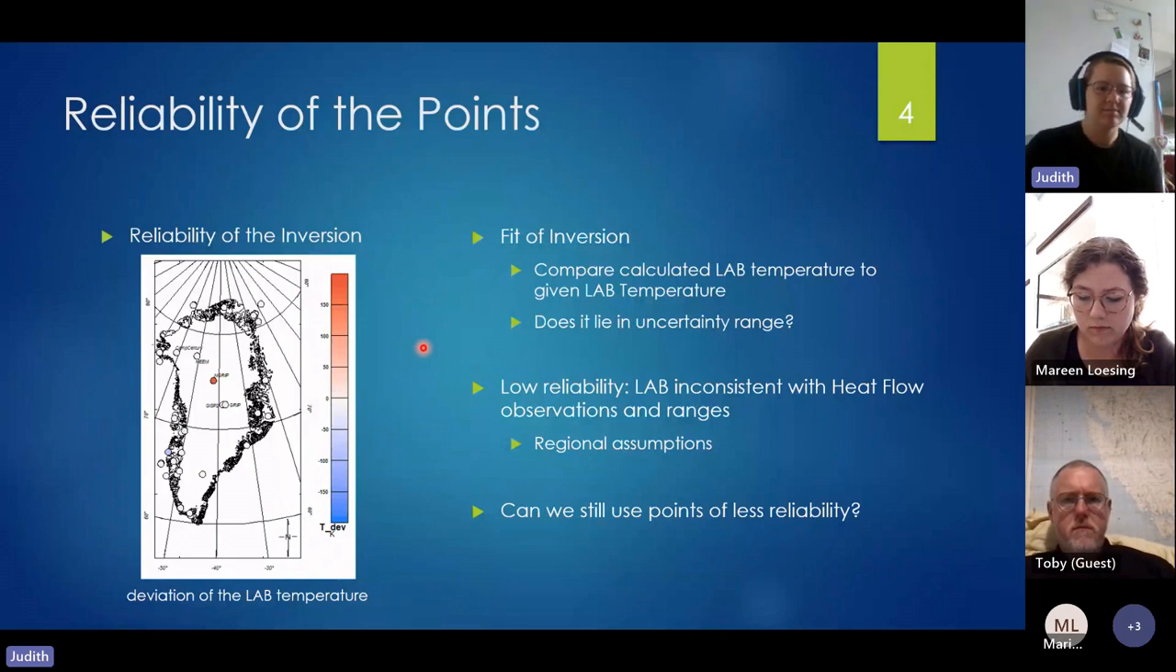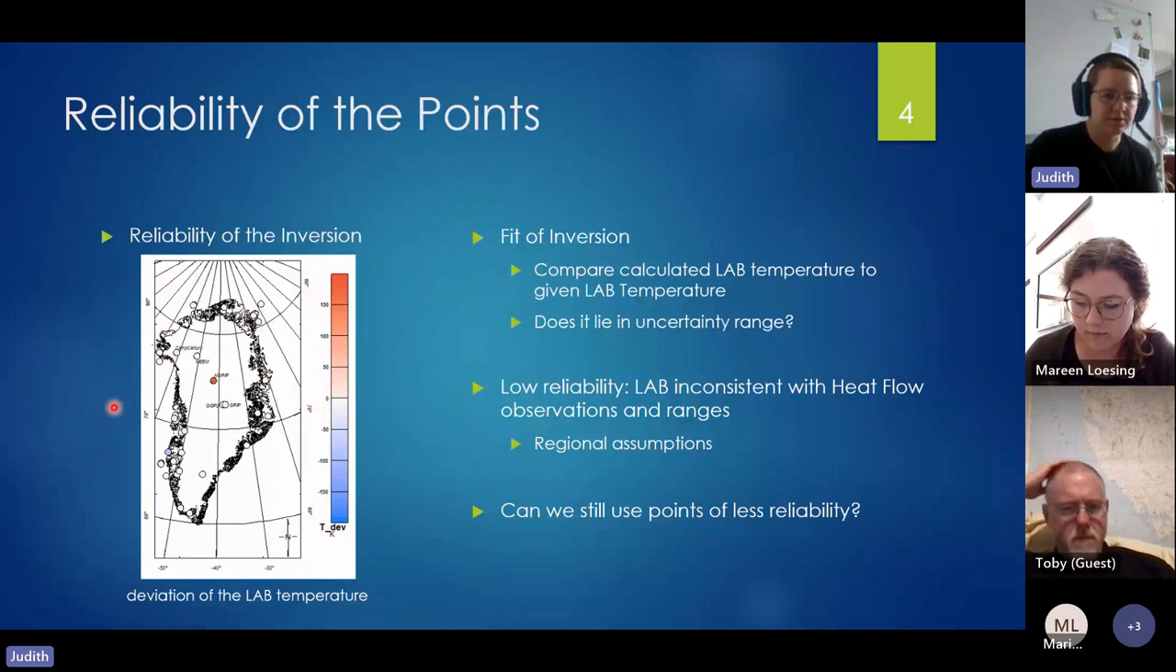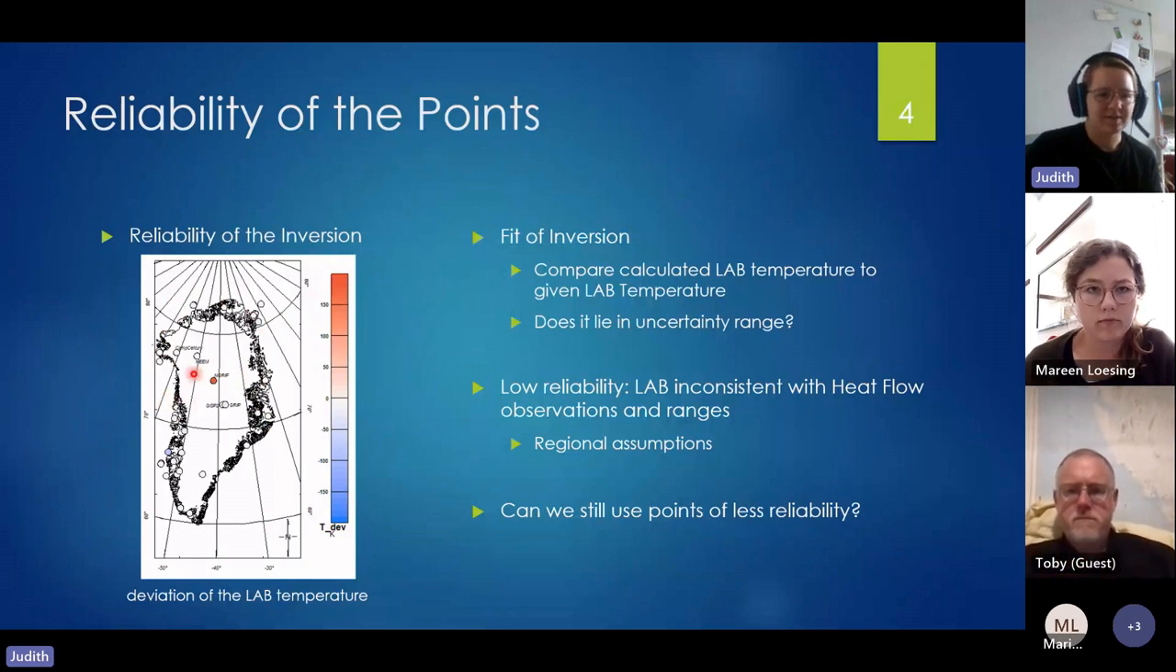And what we now get is a map for the reliability of the inversion, of the deviation of the LAB temperature, which is shown here, where we have most of the points quite close to zero, so they are reliable within our approach. And one point that's quite striking is the Angra point, which is quite far away from our initially assumed LAB temperature. So I guess it's 250 Kelvin higher.